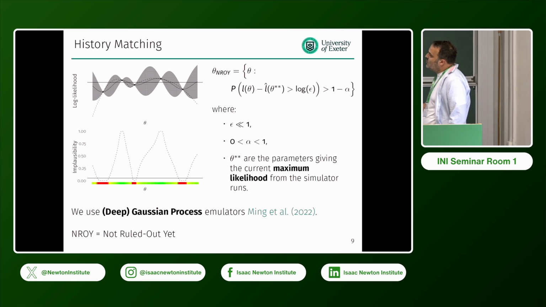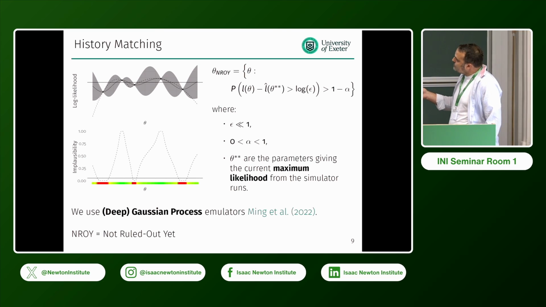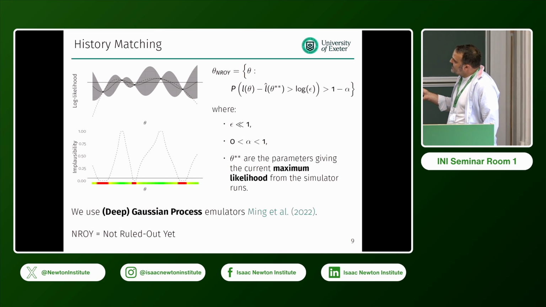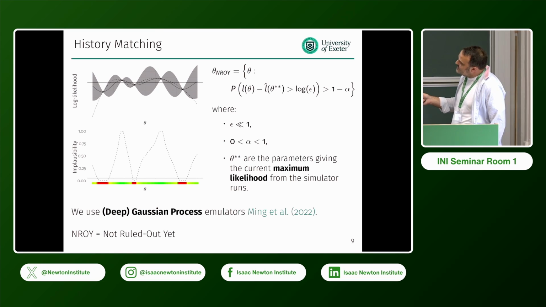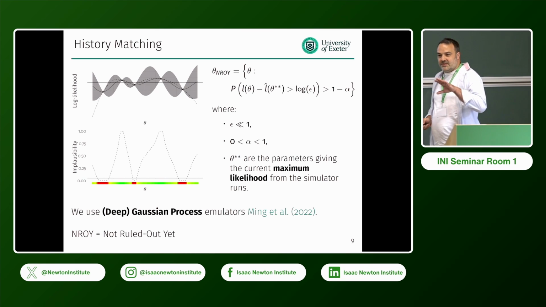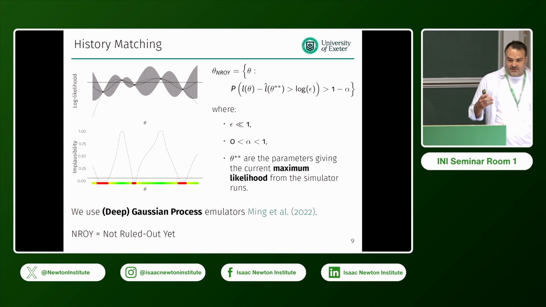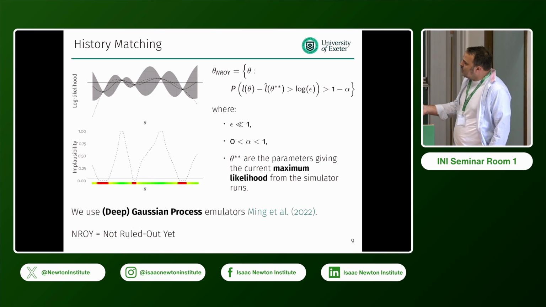The way that history matching works is that it defines a measure, which we call the implausibility measure. Because at any of these points the emulator is a stochastic process, what we're asking ourselves is: based on the emulator's mean and its variance, what is the probability that the true likelihood lies within this region of interest? If that probability is greater than some threshold, then we will retain that part of the space. And that's what we're seeing down here.